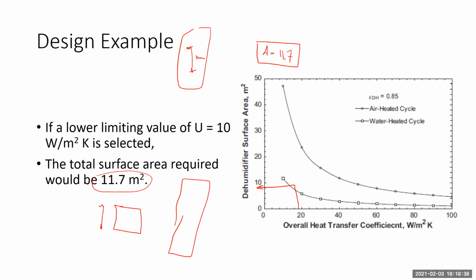So I'm going to post this paper on the Blackboard. Please have a look at it. And probably you can go over the examples that we have done. It's the same example to produce 10 kilograms or 10 liters per hour, and we are realizing that by a water heated cycle or an air heated cycle.